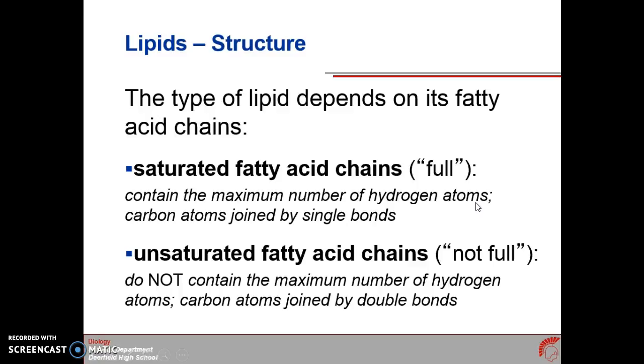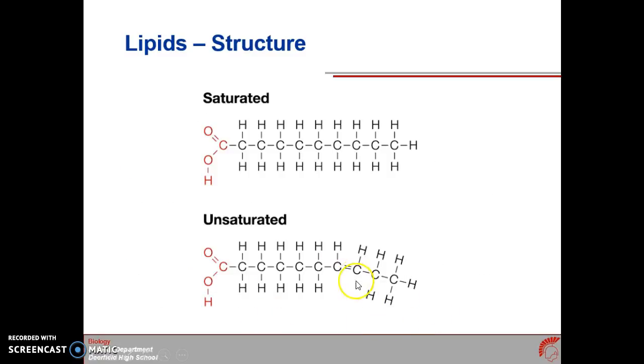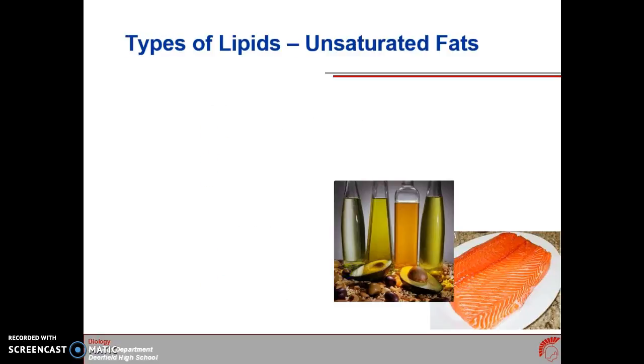Furthermore, the type of lipid depends on its fatty acid chain. So the saturated fatty acid chains are full. They contain the maximum number of hydrogen atoms, and there's just single bonding only between the carbon atoms. And the unsaturated fatty acid chains are not full and do not contain the maximum number of hydrogen atoms, because the carbon atoms are joined by double bonds between at least a pair of carbon atoms, like shown right here. The unsaturated lipid contains double bonds. So you may want to hit pause and label these on your lipid molecules on your handout.